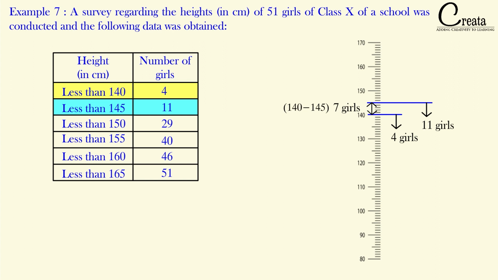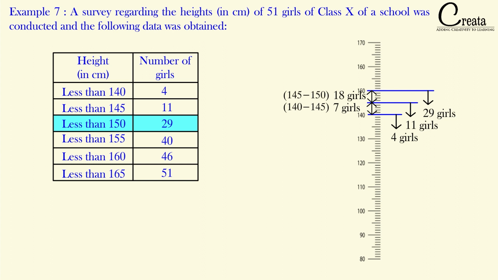These types of questions are typically asked in the examination. Moving further, 29 girls have height less than 150. This is the 150 mark. We have a total of 29 girls, or we can say we have 18 girls in the range of 145 to 150.